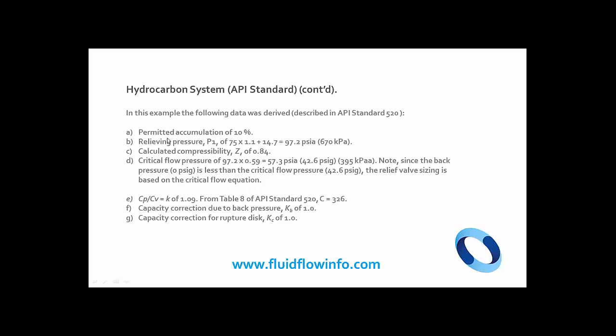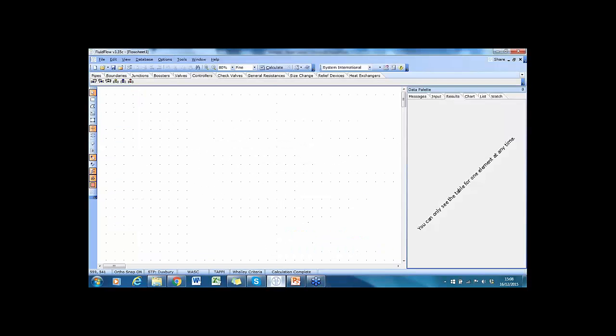And also we've got our permitted accumulation of 10%, our relieving pressure 670 kPa, the compressibility 0.84. This is automatically calculated by the software, so we don't really need to worry about that. We've got CP over CV, again calculated automatically by FluidFlow. Our KB value, or back pressure correction factor, of 1, and a capacity correction factor for the rupture disk, again 1.